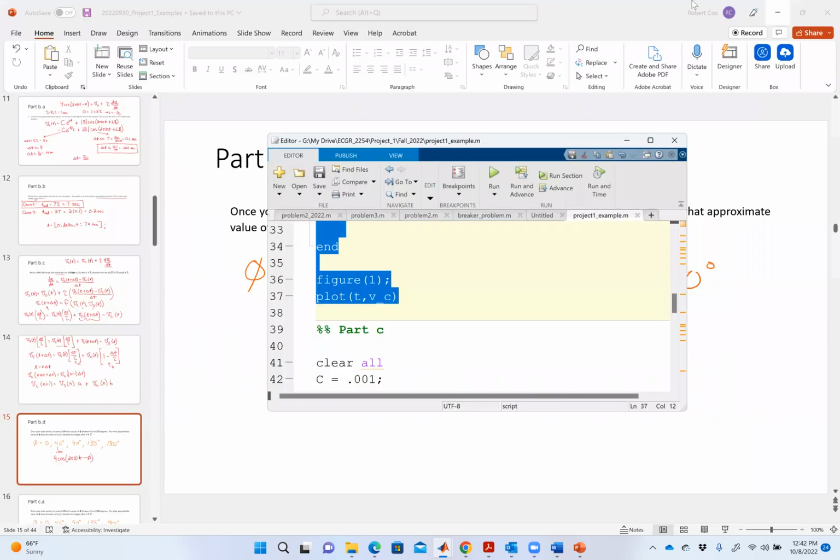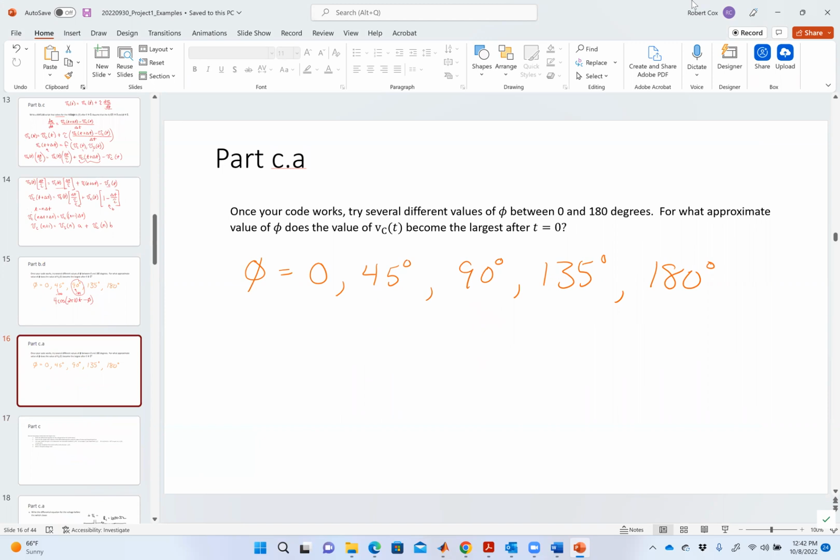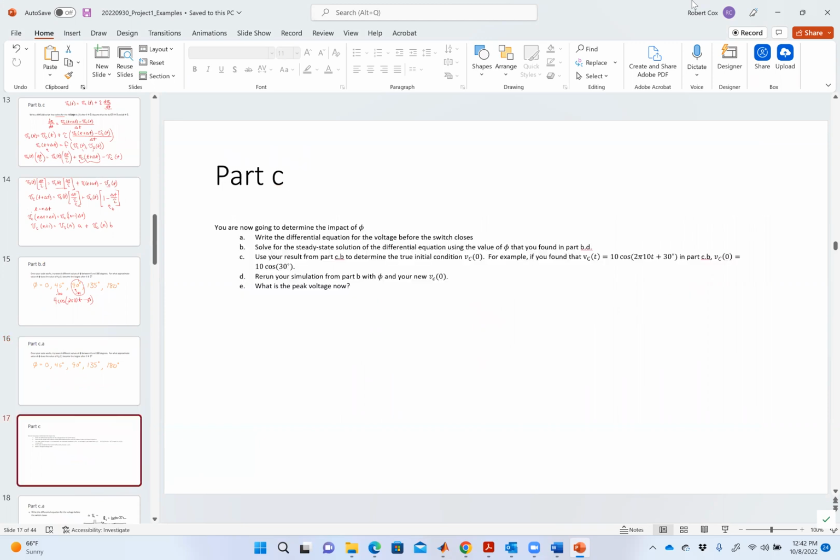Now, without me spending all the time going through this, because you can go through this yourself, what you're going to see is as I go past 90 degrees to 135, 180, the values come back down again. So this one here is the approximate value of phi that gives me the maximum. Explaining that and going through that kind of process is what you need to do in your project. Okay. All right. So part C.